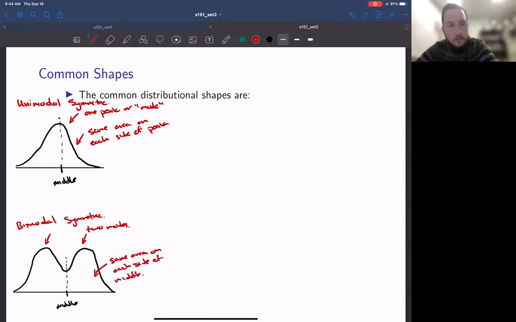Okay. Yeah, unimodal symmetric is the most common. It's the shape that we're going to be seeing. It's the shape that we will work with and see the most often throughout this class.